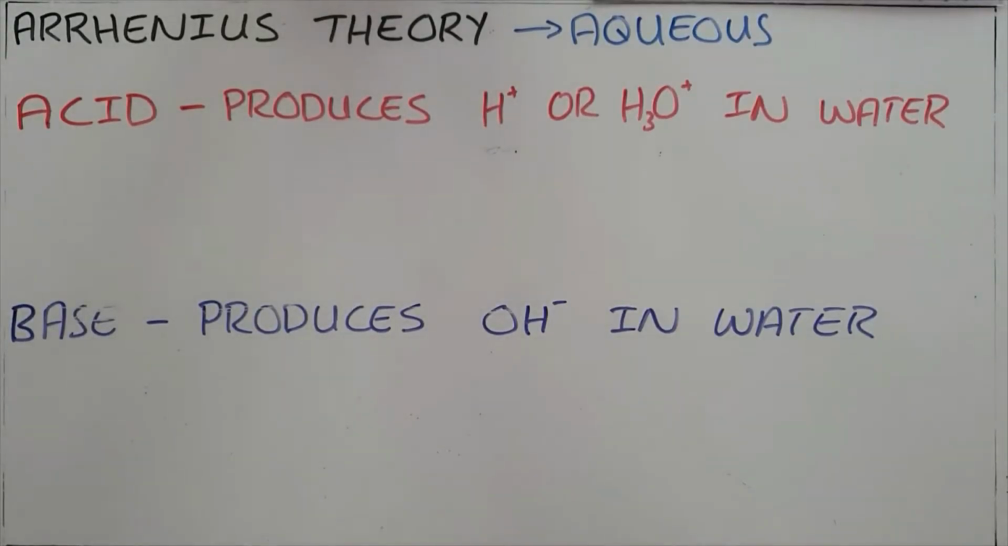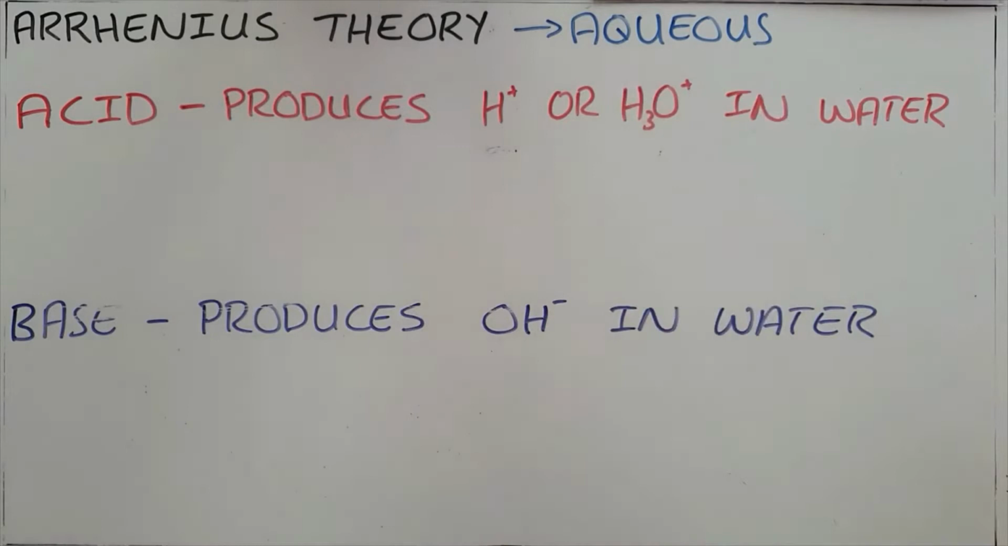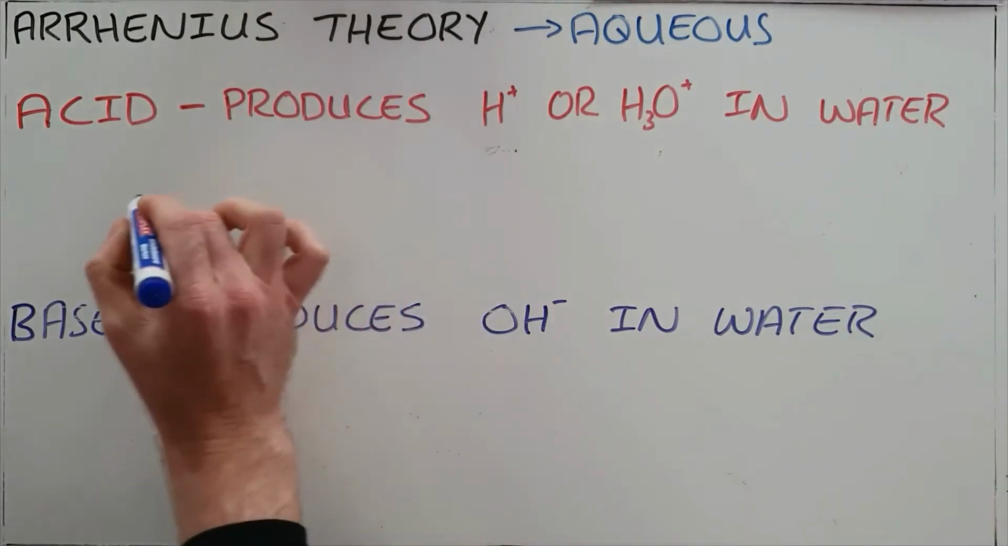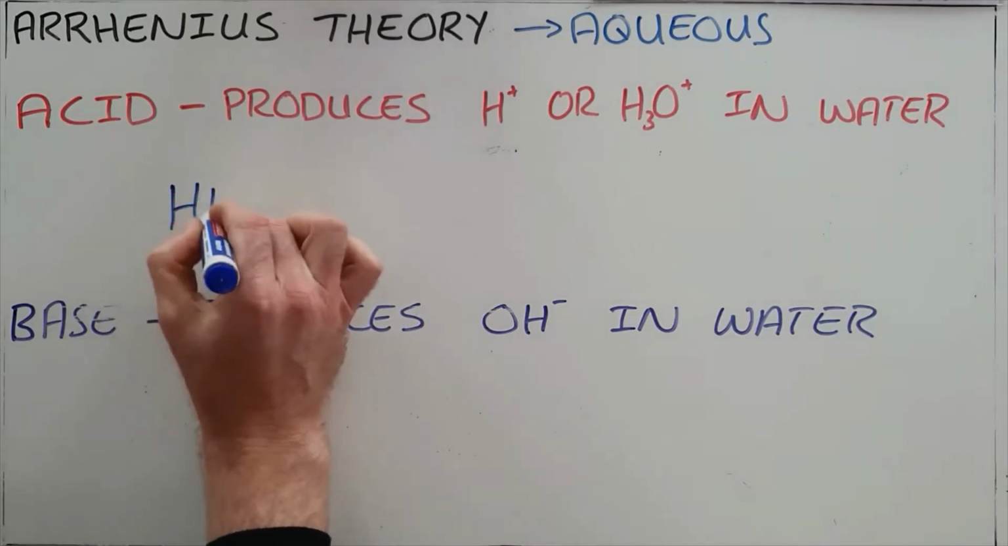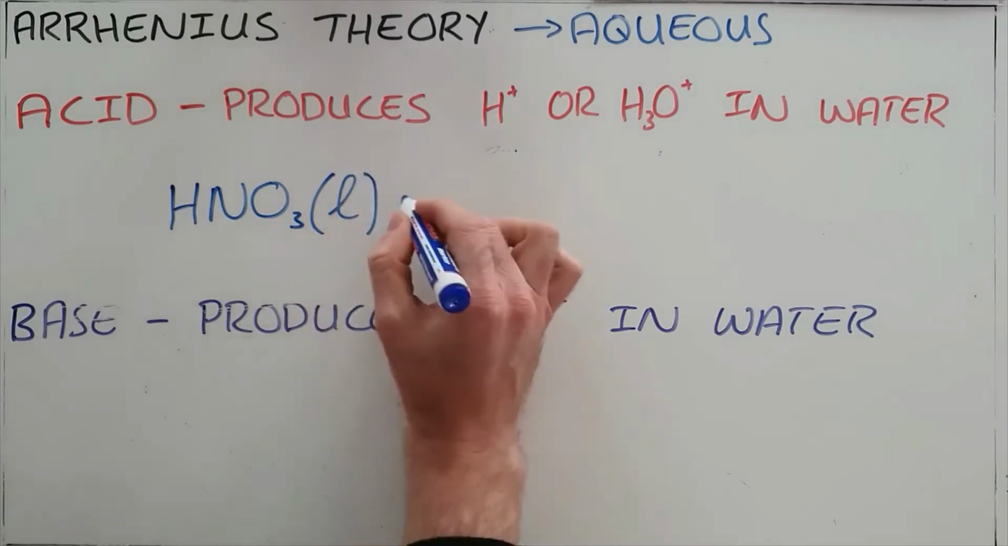There are largely two theories that we use to explain the behavior and properties of acids and bases. The first of these is the Arrhenius theory, which is used specifically for acids and bases in aqueous solutions. The Arrhenius theory defines an acid as any substance that produces hydrogen or hydronium ions in water. We know that this happens through a process called ionization, where we start here with nitric acid.